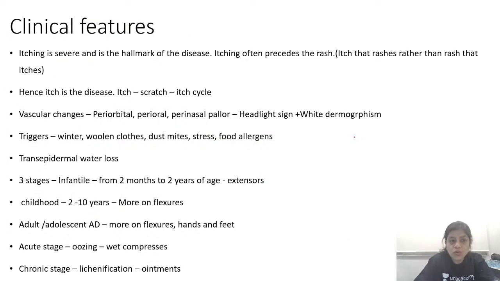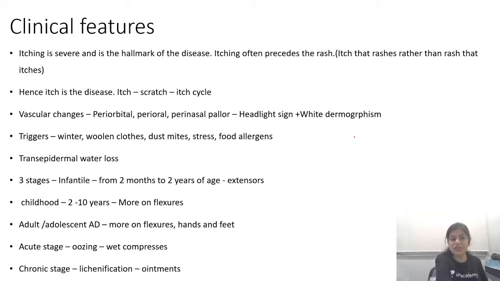Now, what you need to know about atopic dermatitis is that atopic dermatitis is a condition which is characterized by the presence of pruritus, okay, or itching. So, pruritus or itching is the hallmark of this disease. And in atopic dermatitis, itching often precedes the rash. So it is rather the itch that rashes than the rash that itches. Okay, so remember itching. If they ask you what is the hallmark of atopic dermatitis, it is itching.